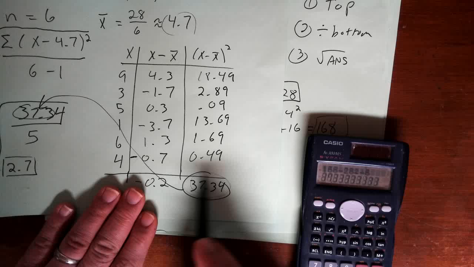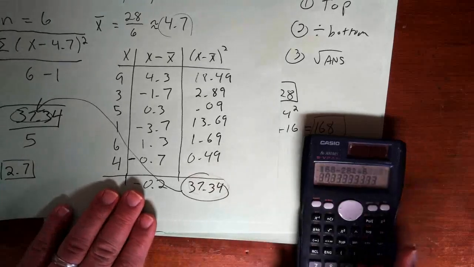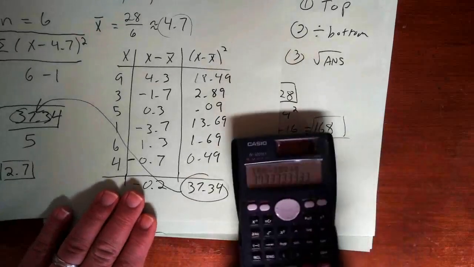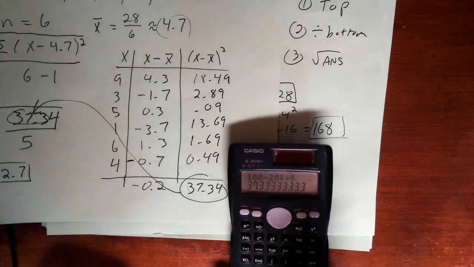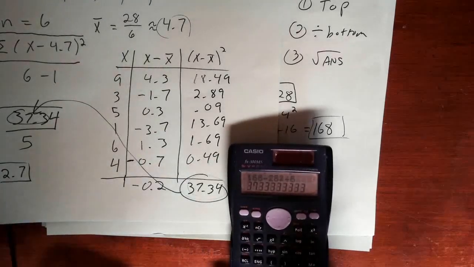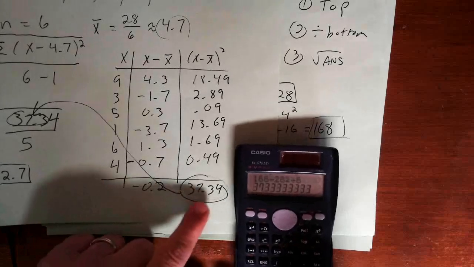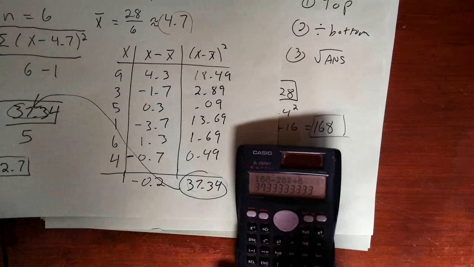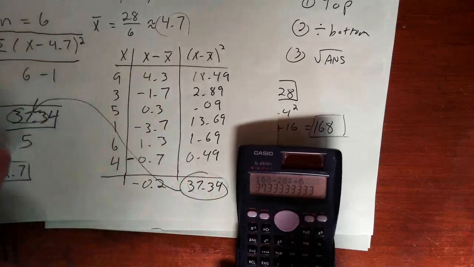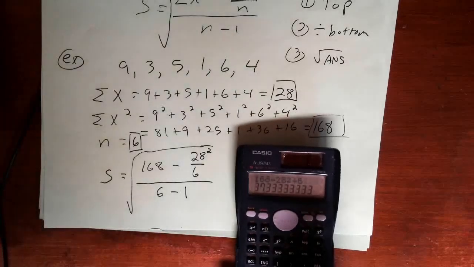But this number has some rounding error, and you can see here that it is a little bit of error, because if I rounded this to 2 decimal places, I would have gotten 37.33, but this ended up being 37.34. So it actually brought in some error there. But it wasn't enough to change the final answer, which you'll see here.